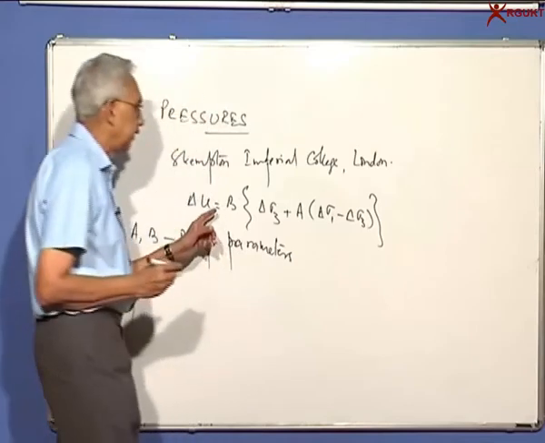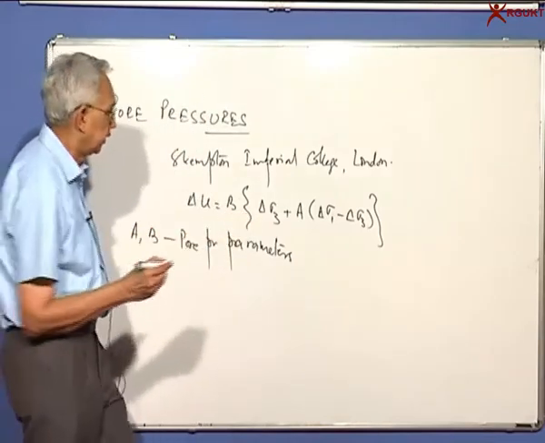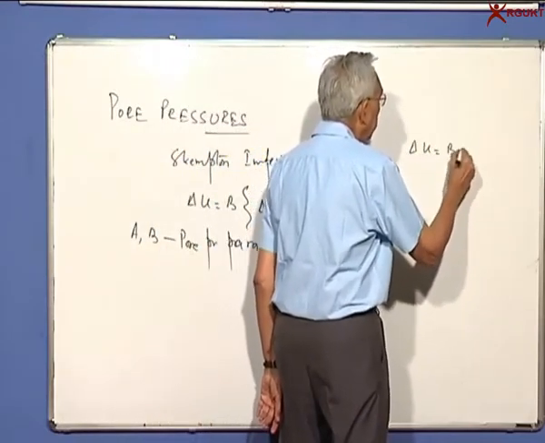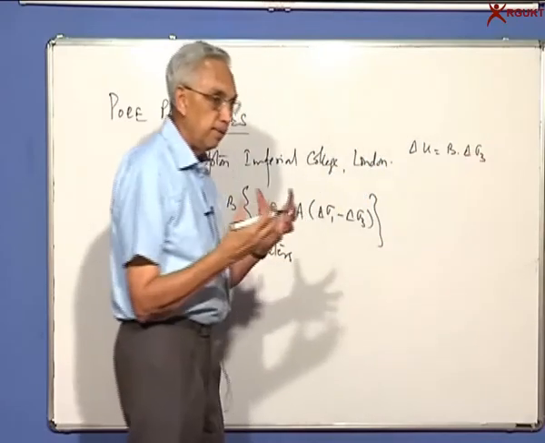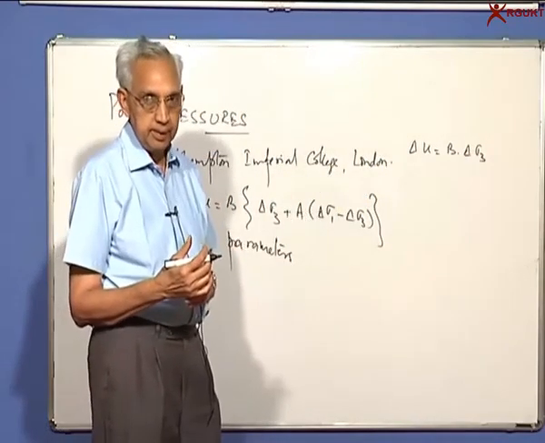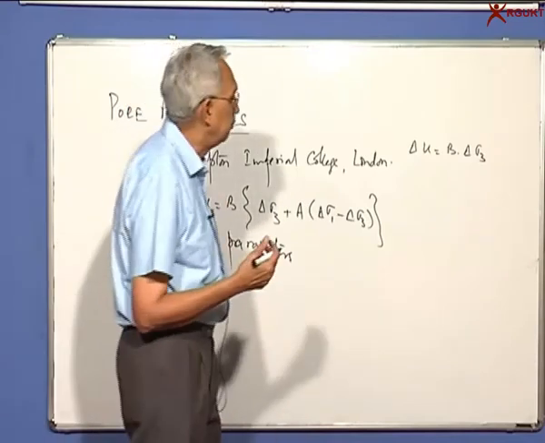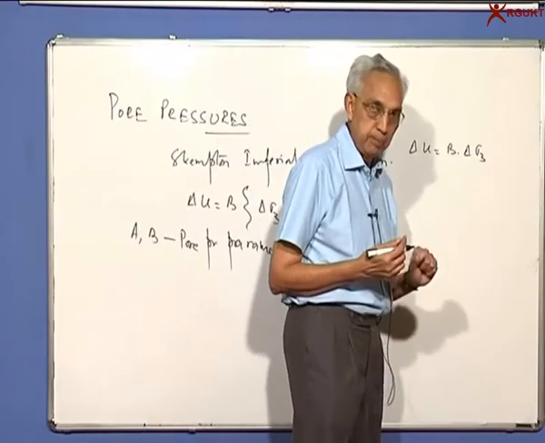And you can see that if I want pore pressure under the effect of confining pressure, the first part says delta U is equal to B times delta sigma 3. That is under all-round confining pressure. If you want to estimate how much pore pressure is going to be built up, it is equal to a parameter B times the confining pressure.